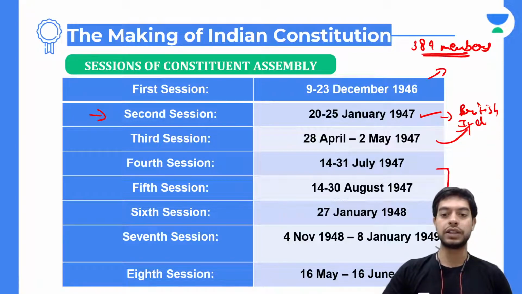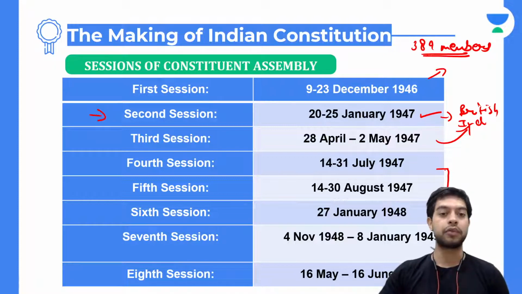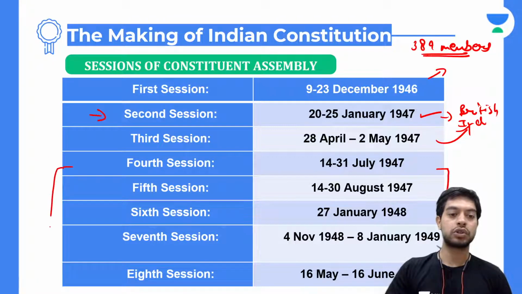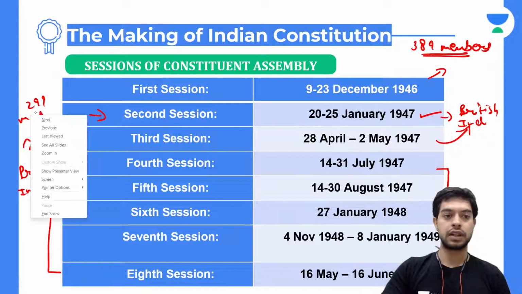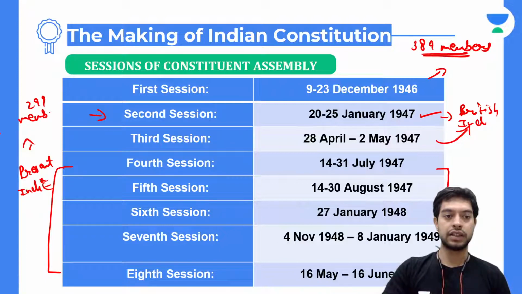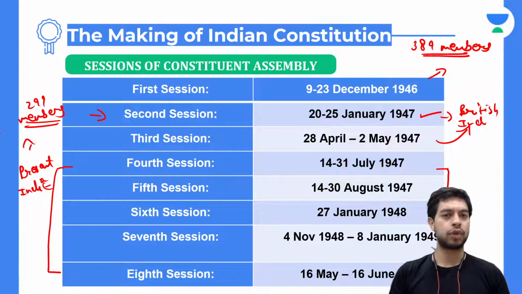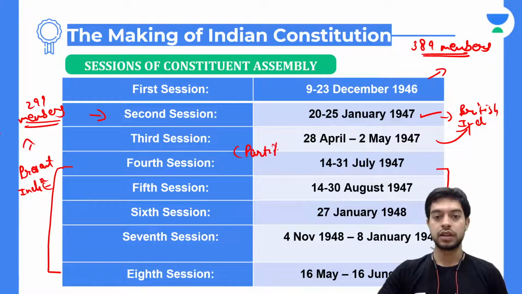From now onwards, the Constituent Assembly that met from the fourth session onwards was a Constituent Assembly of present India with 299 members. Clear? So this Constituent Assembly from the fourth session onwards was of present India with 299 members, because यहाँ पर बीच में partition rights हो गए, जिसकी वजह से कैबिनेट मिशन प्लान फेल हो गया.